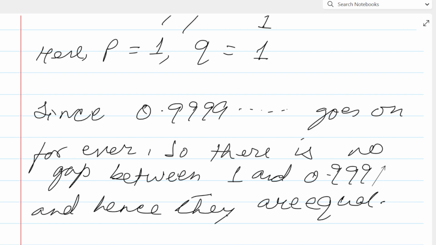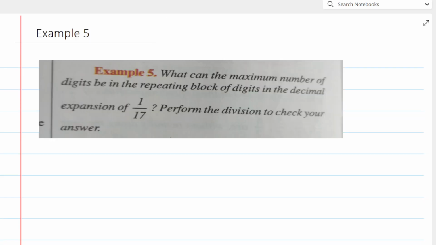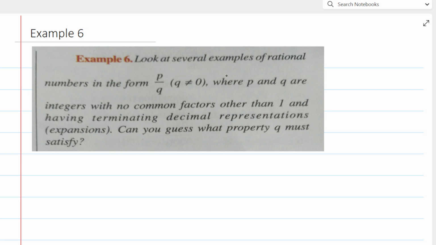Okay, let me do example 6. Example 5 you can try. 6 I'll show you. What is that? Look at several examples of rational numbers in the form p by q, where p and q are integers with no common factors other than 1 and having terminating decimal representation.